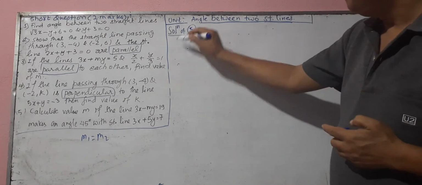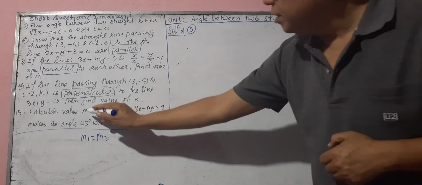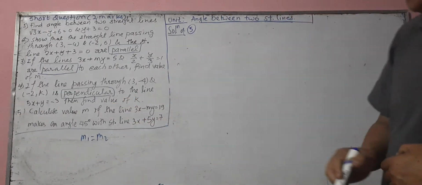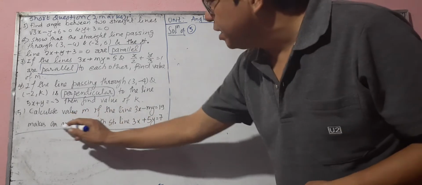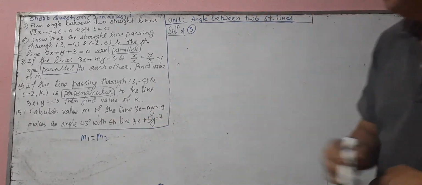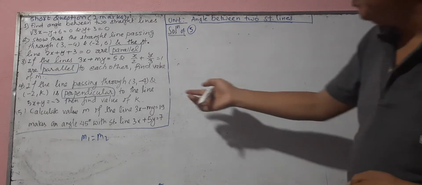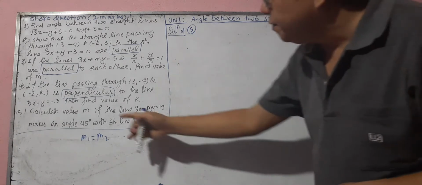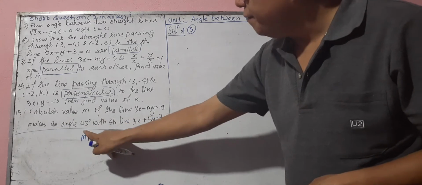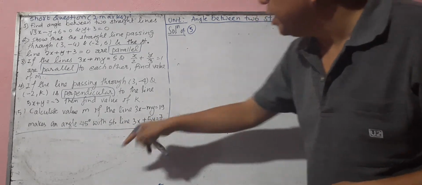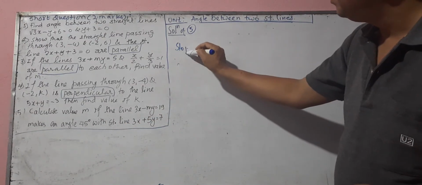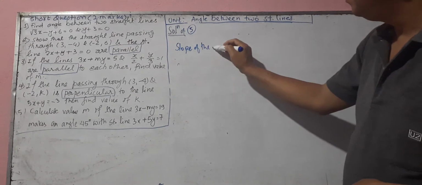Solution of 5. Calculate the value of m if the line 3x minus my equal to 19 makes an angle 45 degree with the straight line 3x plus 5y equal to 7. Here also the same case, we find the slope and use the formula of angle. Okay, so write the slope of the line.